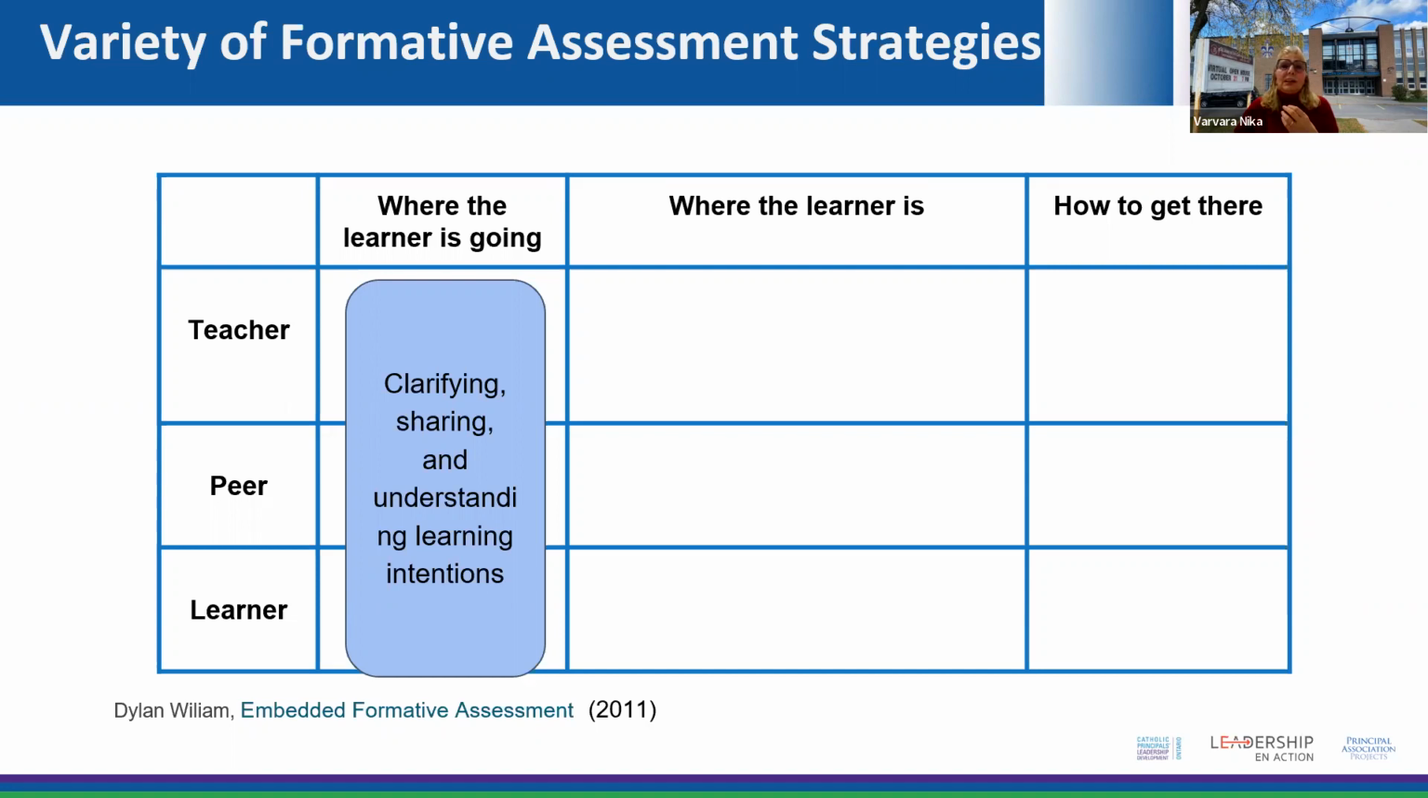so this first key strategy means getting students to really understand what their classroom experience will be and how their success will be measured. So it involves the teachers, peers, and the students or learner.